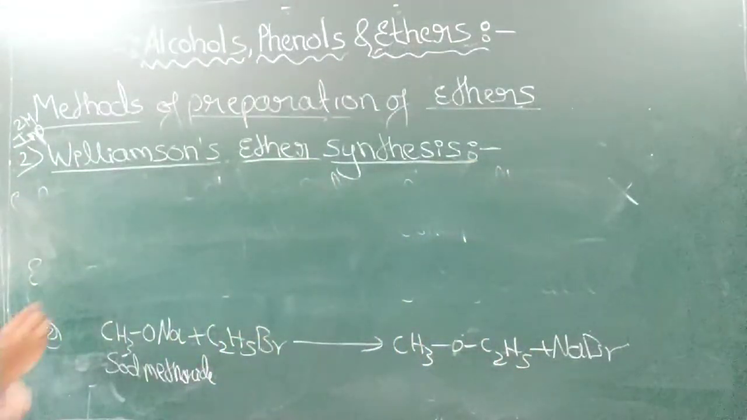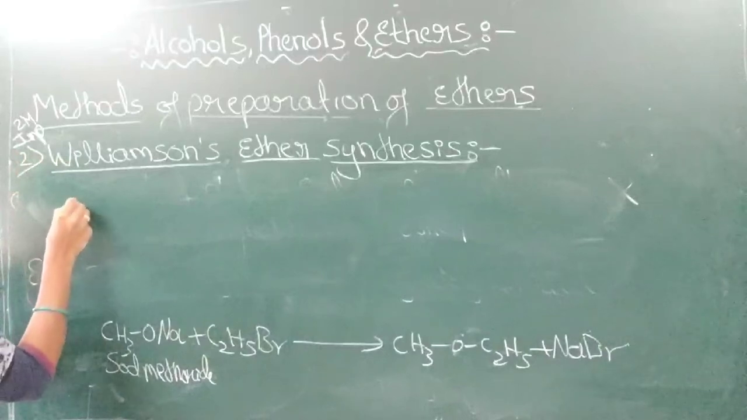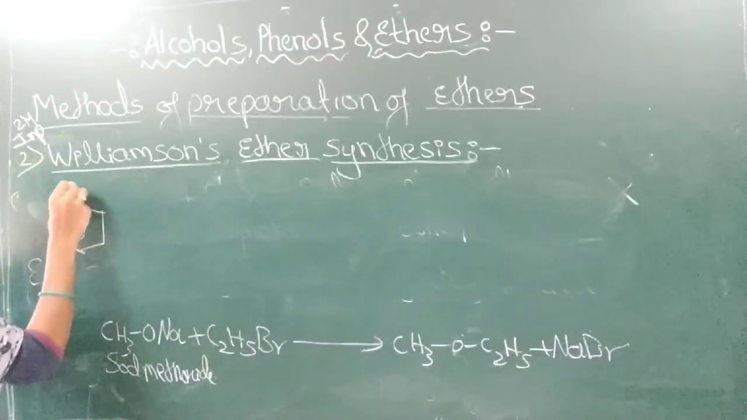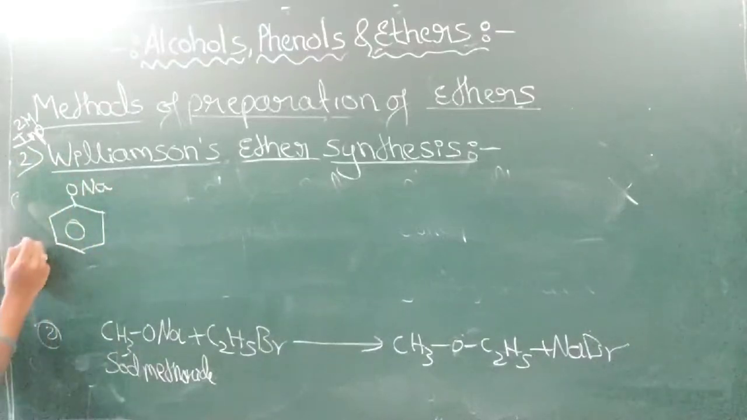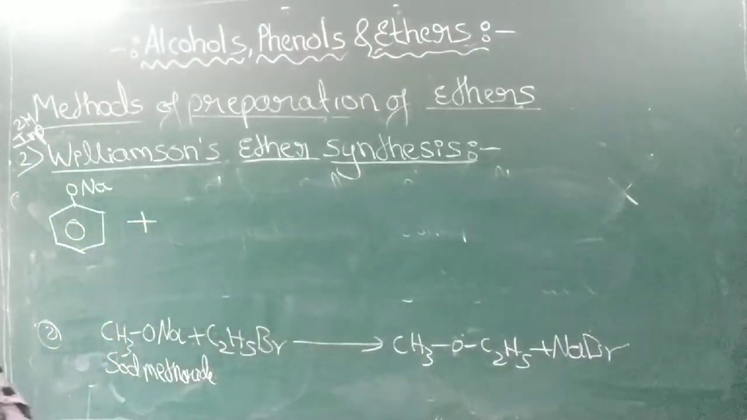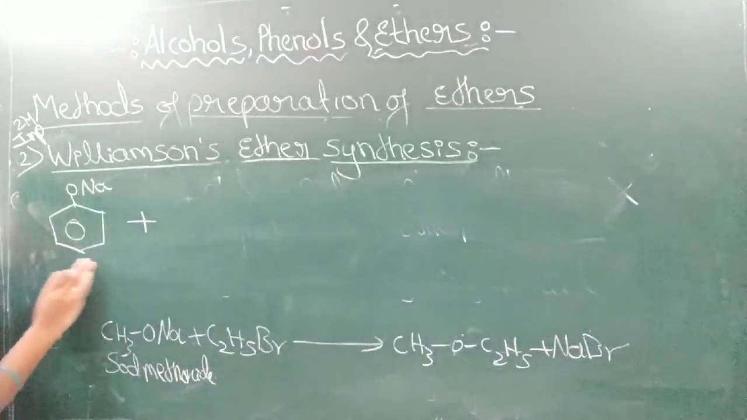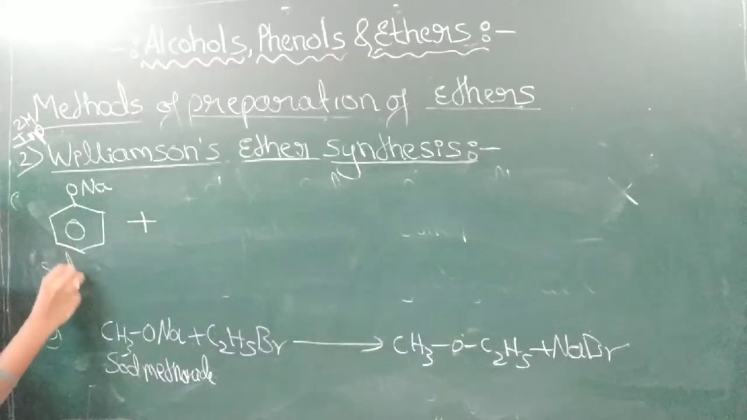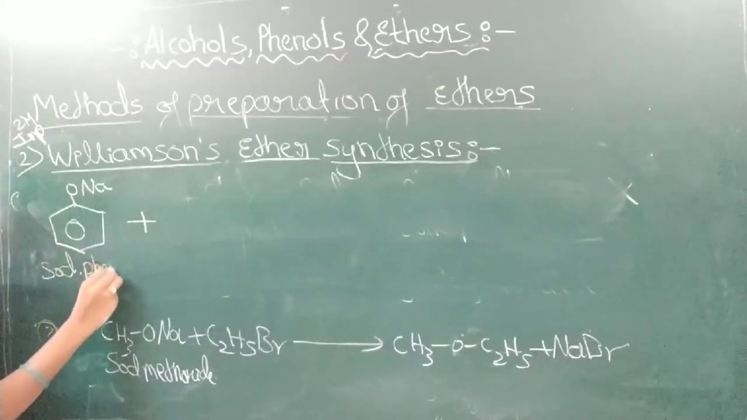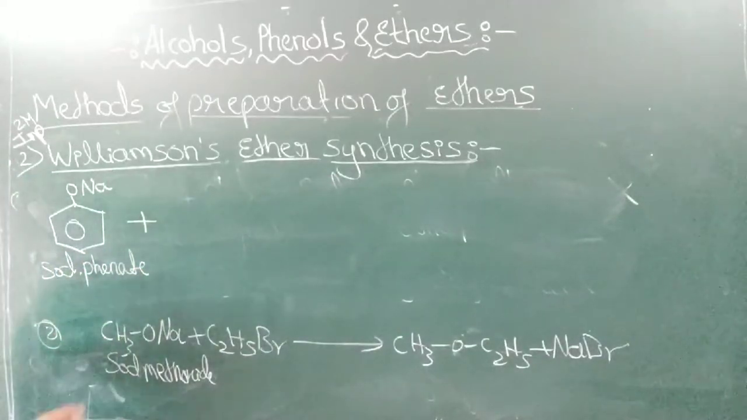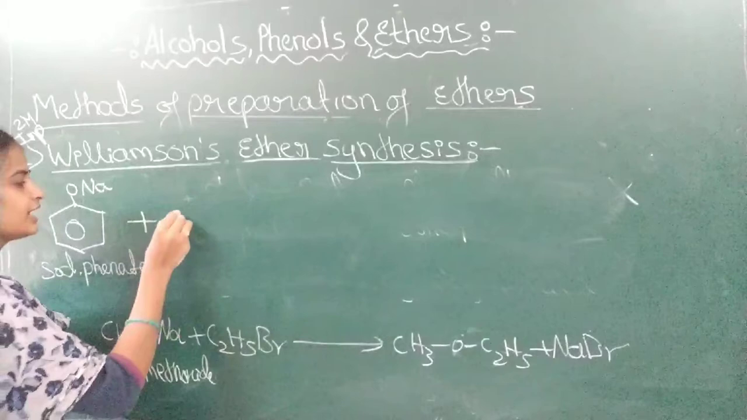Okay, see the third example. ONa, sodium alkoxide. Even by using this method, aryl ethers can also be prepared. Then what is the name of this one, which we have used? Sodium phenate. Sodium phenate is treated with any of the alkyl halide.